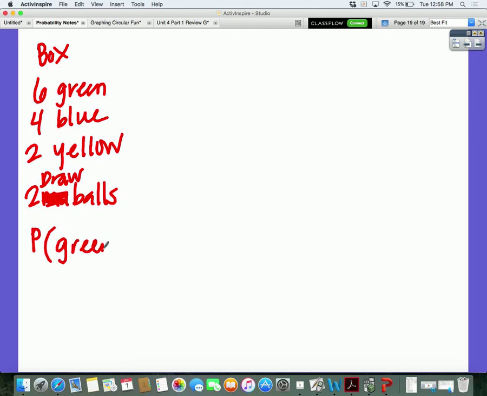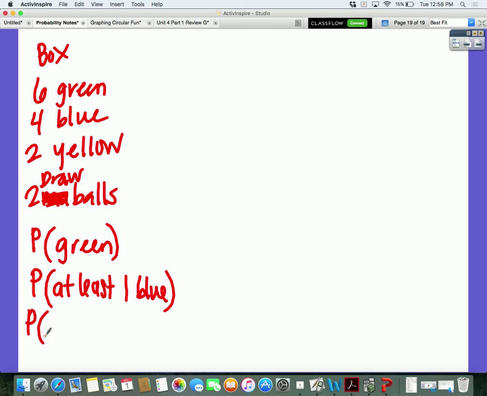What's the probability? We're going to do a few. What's the probability that I get a green one? What's the probability that I get at least one blue one? What is the probability that the second one is yellow, given that the first one was blue? Let's see if that works out. Let's just see. You can draw this one. So, we're going to do those three.